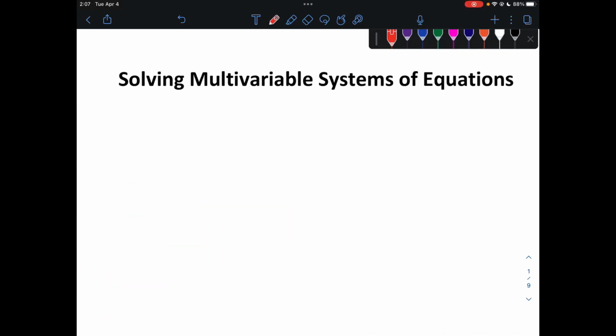Hello everyone, and thank you for tuning in to this video today, where we're going to start talking about solving multivariable systems of equations with a new method called Gaussian elimination. This is really like an introduction to what a matrix is, even though we haven't really gotten into it yet, and then how to solve it into what's called row echelon form.